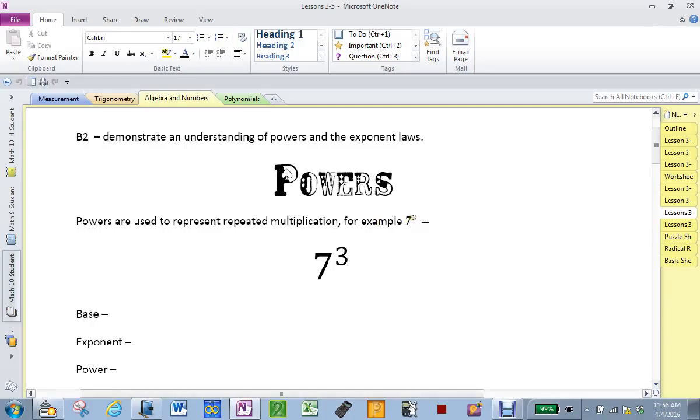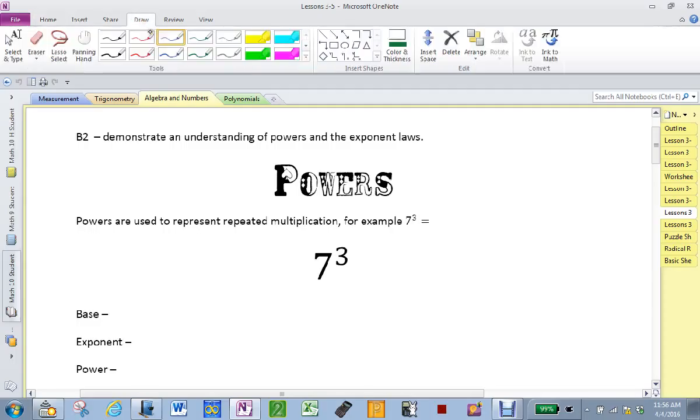7 to the 3rd power. What does that actually mean? Do not tell me the value. Tell me what that notation means, Vanessa. It means 7 times 7 times 7.